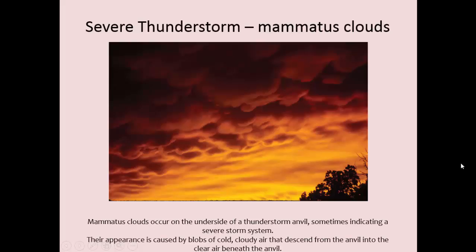Some other things that can occur with thunderstorms. This particular photograph is of mammatus clouds. They will indicate that cold air is falling out of the top of these thunderstorms and forming these bulbous things underneath, at the very bottom base of the cumulonimbus cloud. When you see this, they generally indicate a severe thunderstorm. So you see this at the bottom of a cumulonimbus cloud. You can probably expect to get lightning and heavy winds with this.